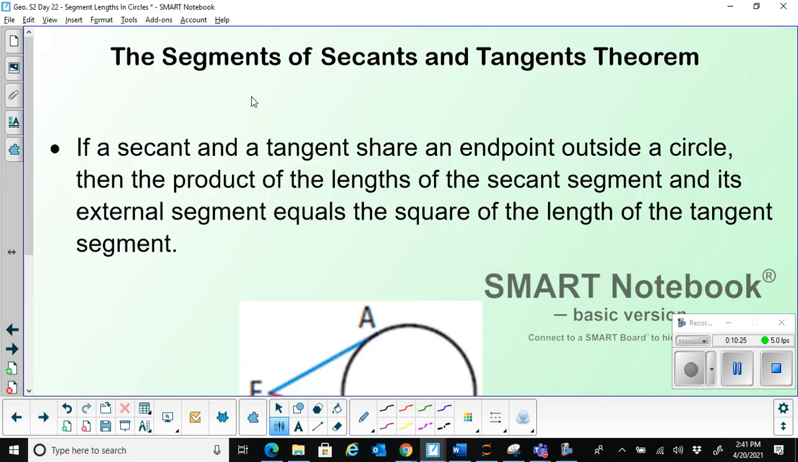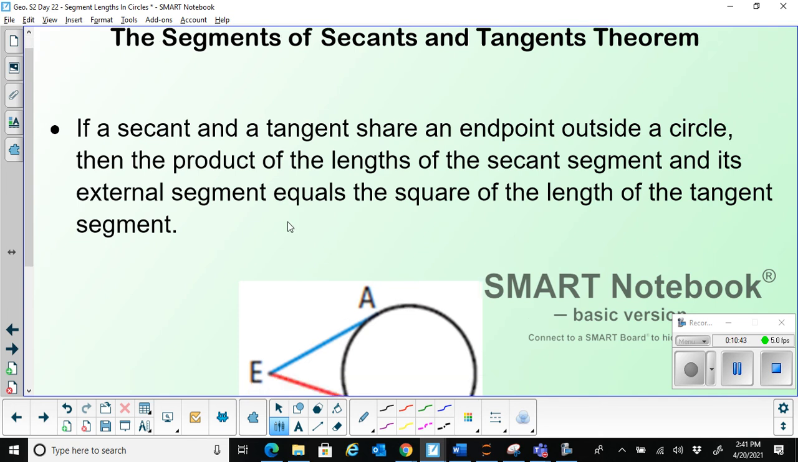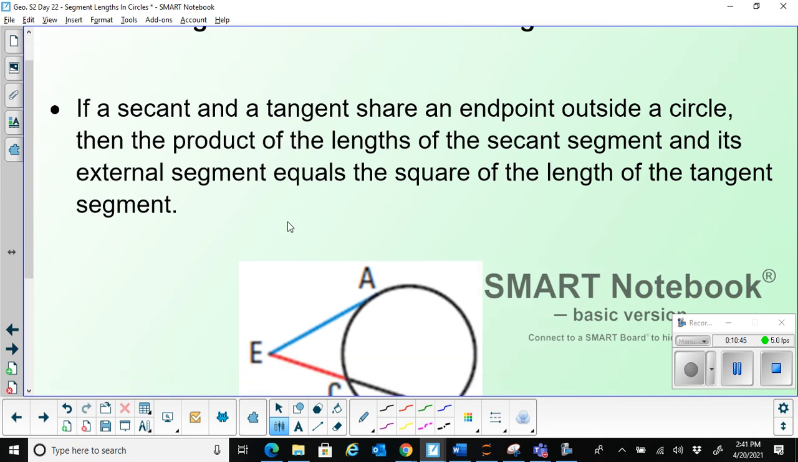Okay, one more theorem, the segments of secant and tangent theorem. Supposing we have a secant and a tangent intersecting outside of a circle, that's when we have this particular theorem. If a secant and tangent share an endpoint outside a circle, then the product of the length of a secant segment and its external segment equals the square of the length of the tangent segment.